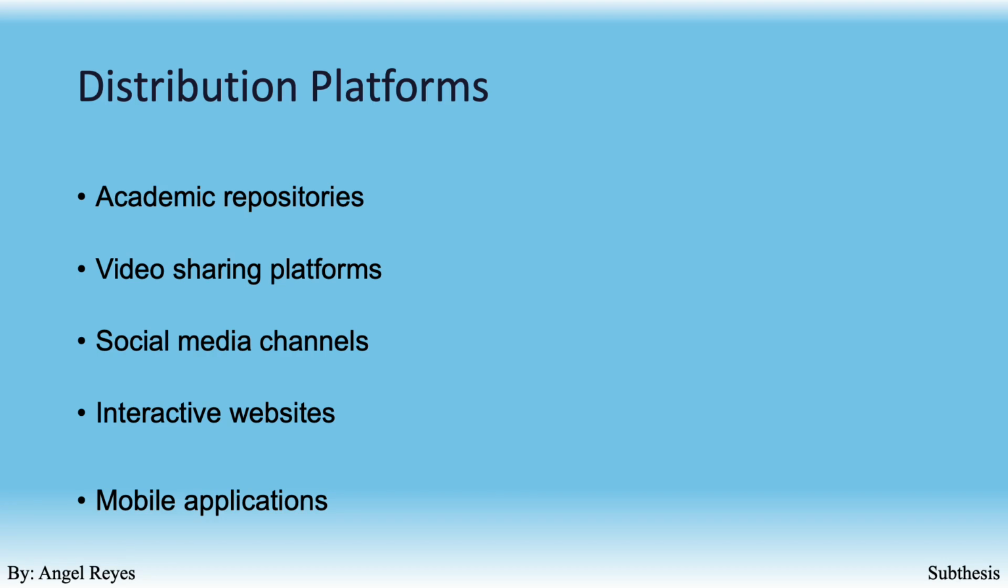on smartphones and tablets. Effective distribution often involves strategic use of multiple platforms to reach different audience segments while directing them toward more comprehensive story experiences.